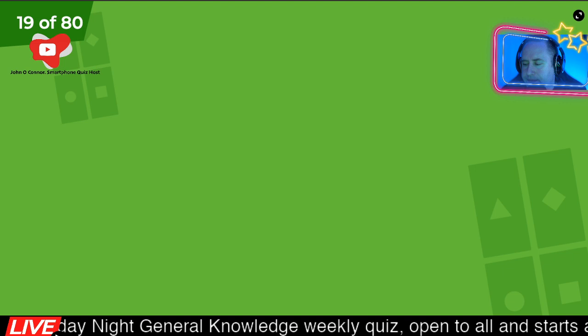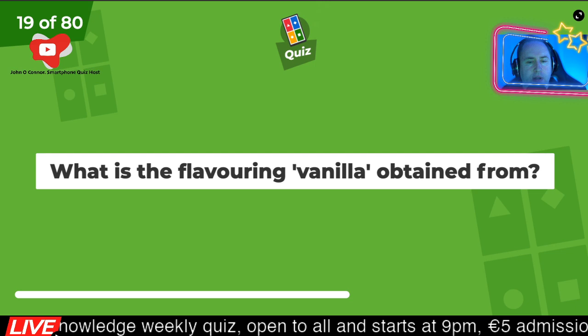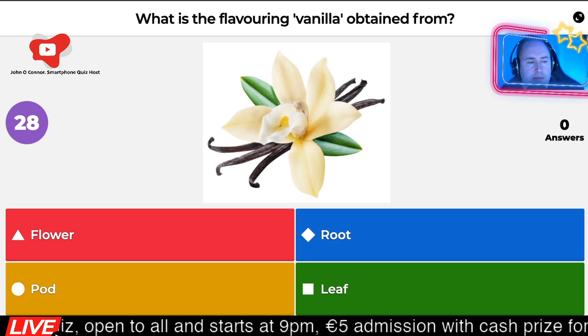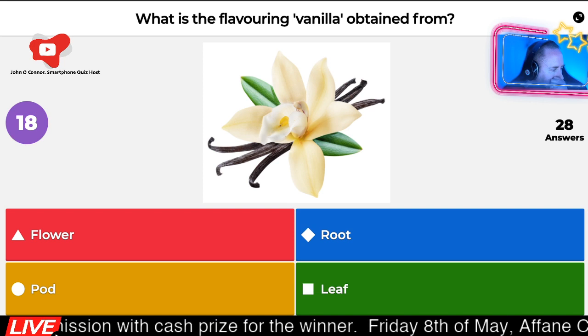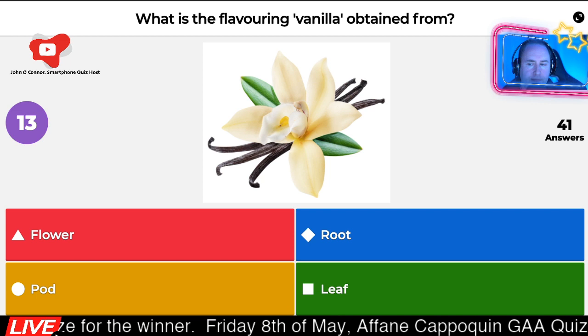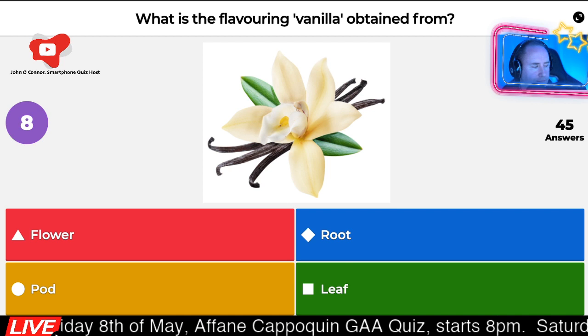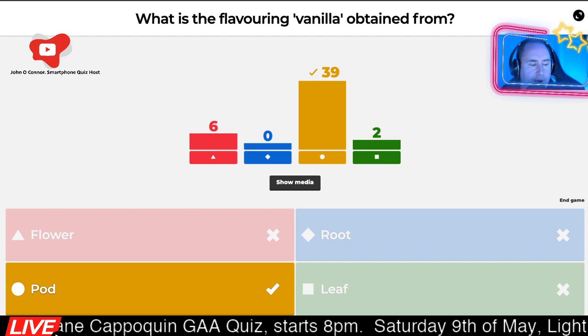What is the flavoring vanilla obtained from? Is it flower, root, pod, or leaf? Thirty-nine correct answers. It is from the pod is the correct answer.